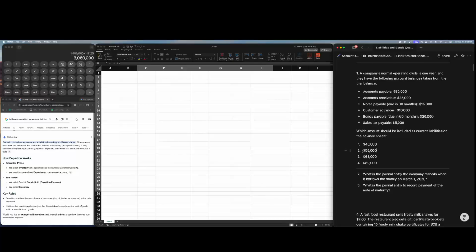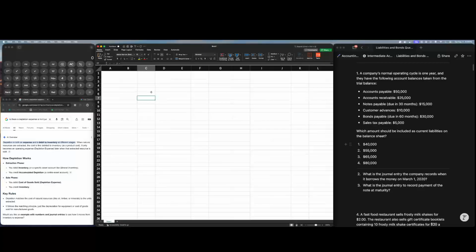So, liabilities and bonds. This is pretty easy, guys. If you guys don't remember what current liabilities are: a current asset, current liabilities, anything under a year is current asset, current liabilities. Long-term assets, anything over a year.